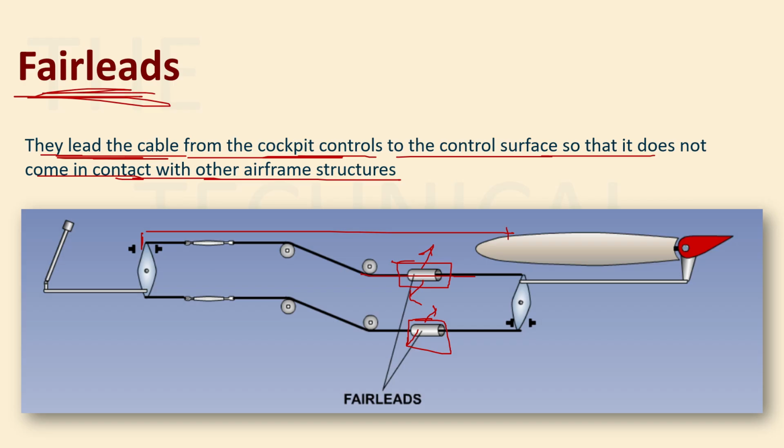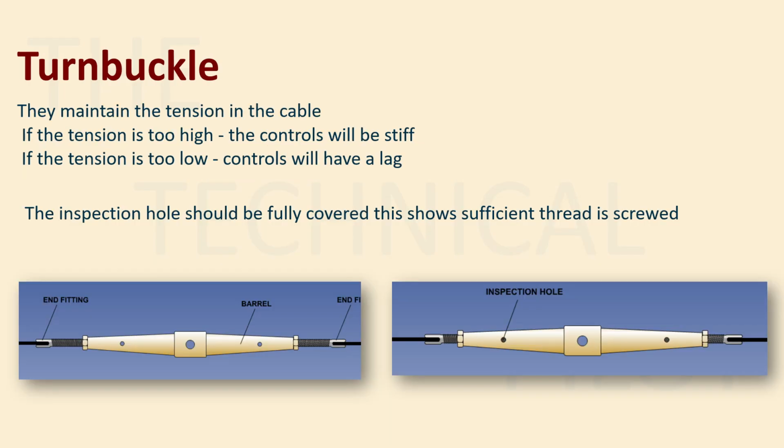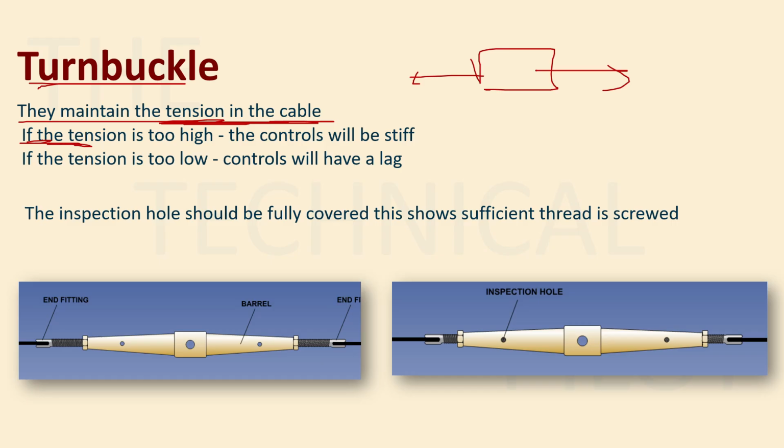So they are known as what? Fair leads. Then you have turnbuckles. Turnbuckles are there to maintain the tension in the cable. Tension, again, from our lecture one, you know what tension is, right? So they maintain the tension in the cable, right? And why is it so important to maintain the tension? Because if the tension is too high, then the controls will be very stiff. It will be very hard to move the control column, right? If the tension is too high, and if the tension is too low, then the control will have a lag, right?